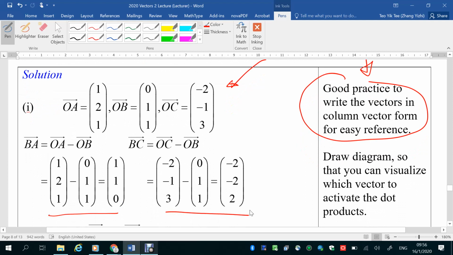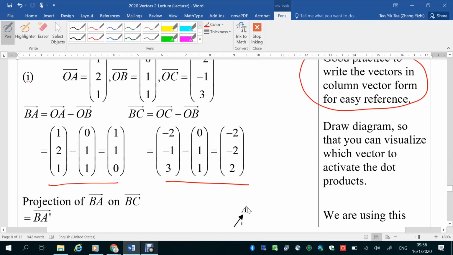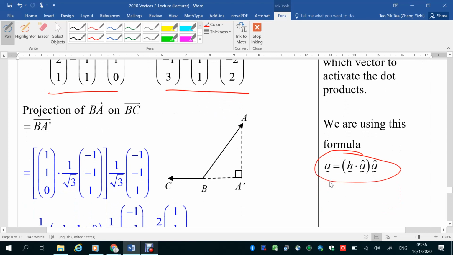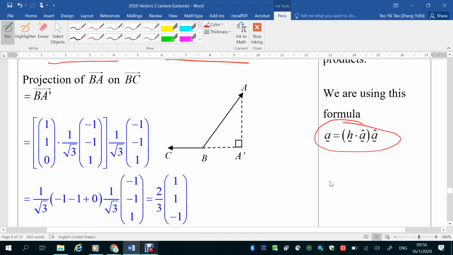What's the next move? Activate your formula. So we are using this formula one more time: BA dot BC divided by its magnitude. It's a rehash of your previous example. It's the same old thing. Activate your dot product, activate your properties, and you end up with the projection of BA onto BC.